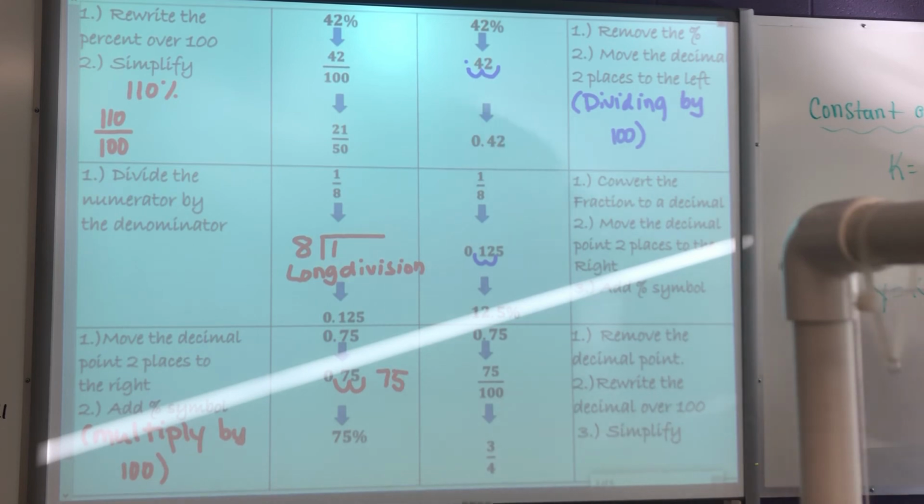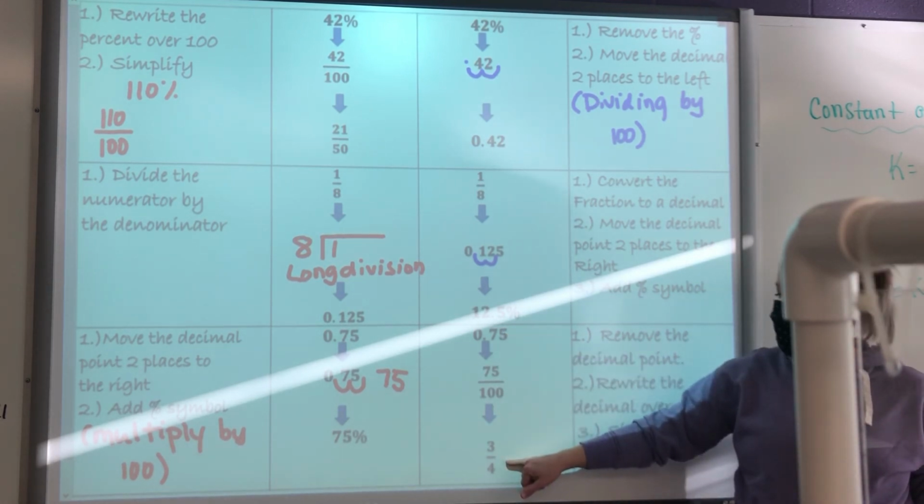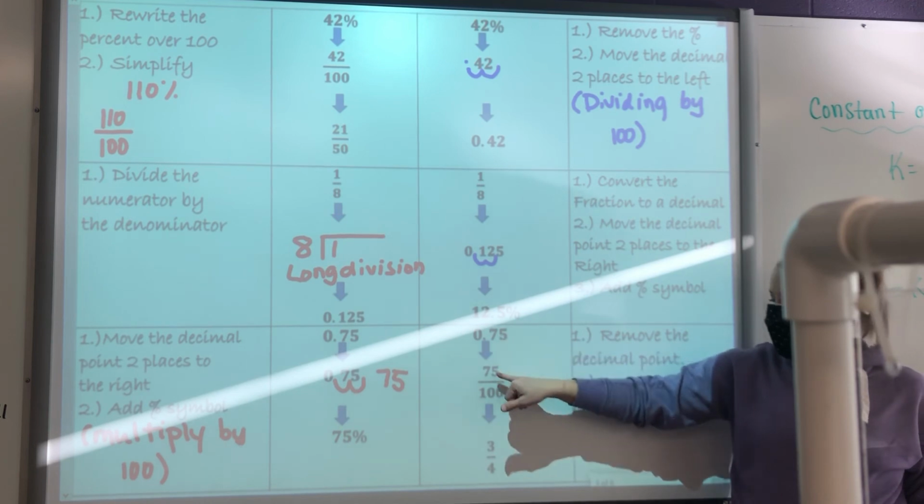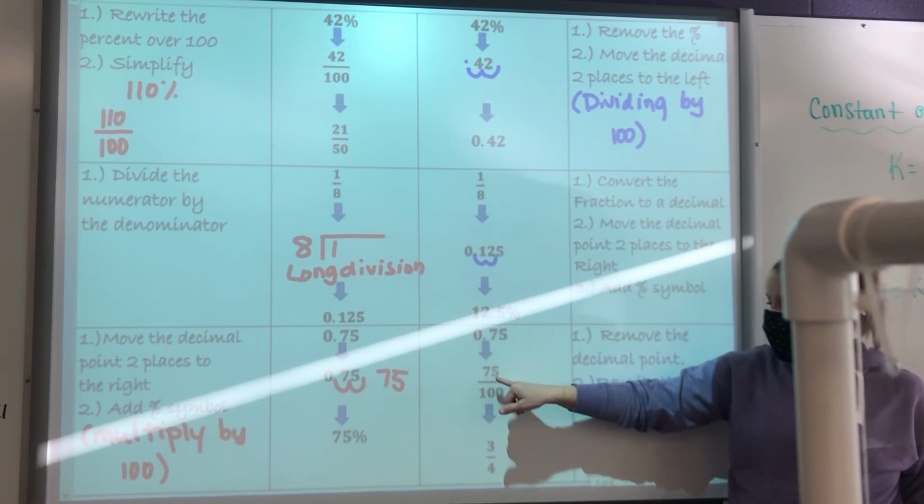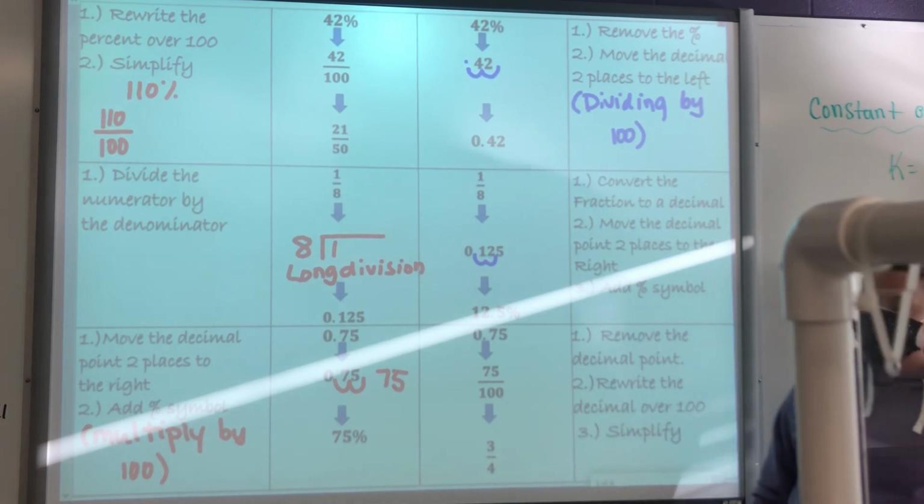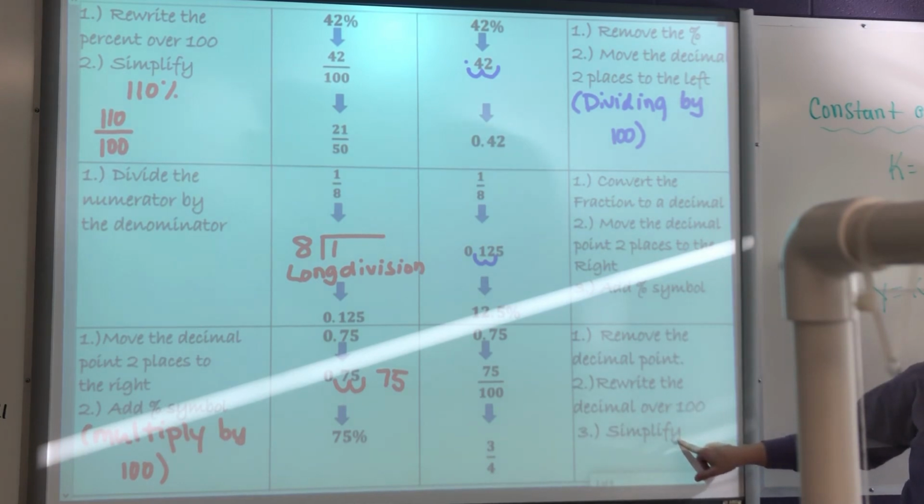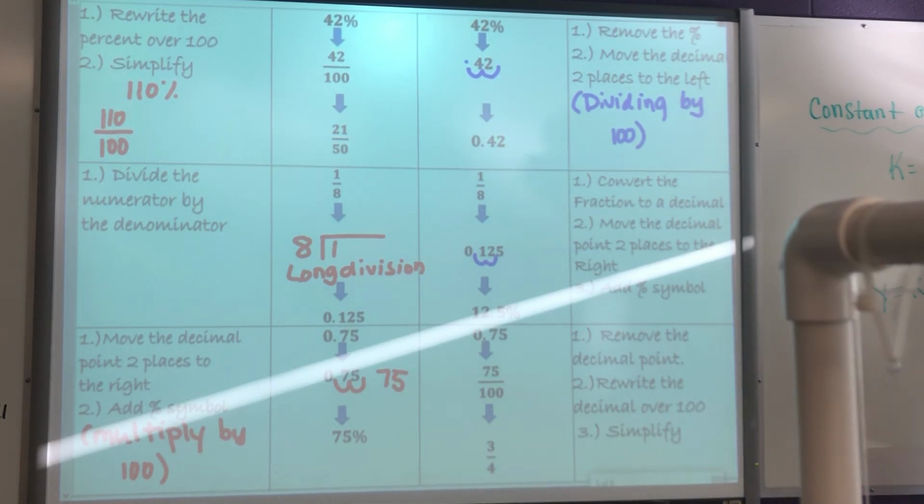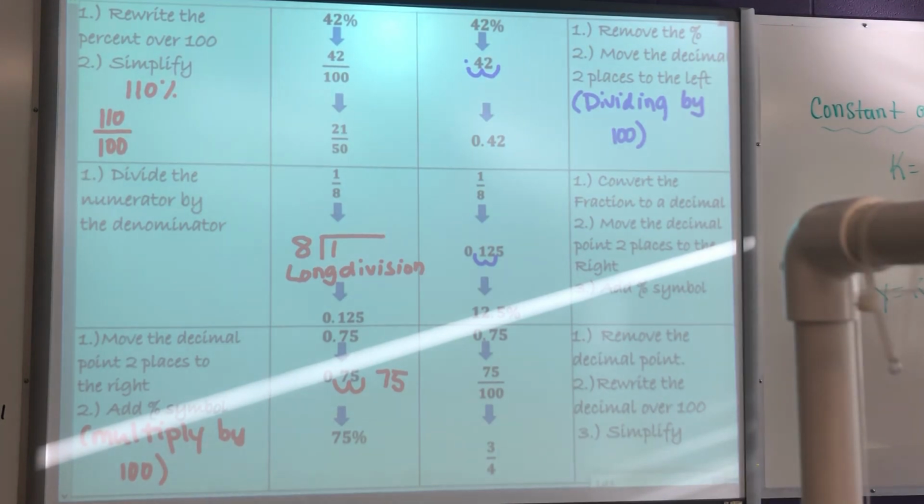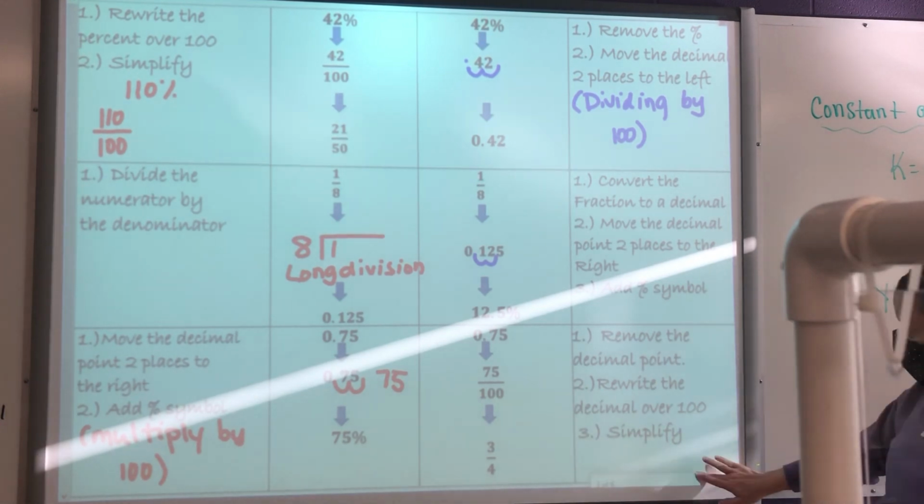So our last one, we're converting from a decimal all the way down to a fraction. So we put our digits over 100, and then we reduce our fraction. Okay, so remove the decimal point, rewrite the decimal over 100, simplify. Now that's only if you have 2 decimal places, right? What if I've got 3? Then you have to multiply by 1,000. Okay, then you put it over 1,000. If you have 4, you put it over 10,000. If you have 1, you'd only put it over 10. Okay, so that's something else we have to think about.